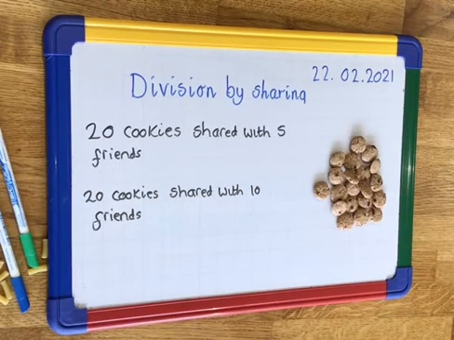So now, children, before we move on to our last independent activity, I'm going to ask you to think about this problem. Mrs. Riley's got 20 cookies and she shares them between 5 friends. And Neve has 20 cookies, but she shares them between 10 friends. I wonder whose friends are going to get the most. Now, I want you to think back to what I said right back at the start about how many you might have if you're sharing between a bigger or a smaller group. Talk to your grown-up.